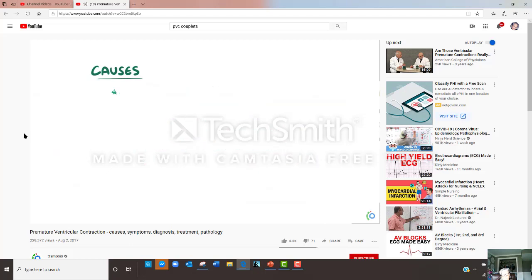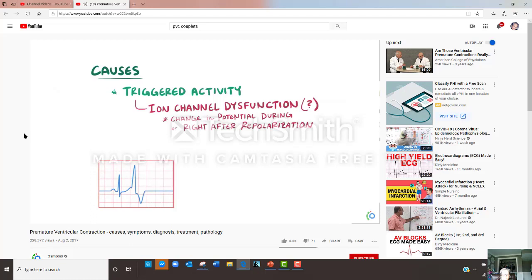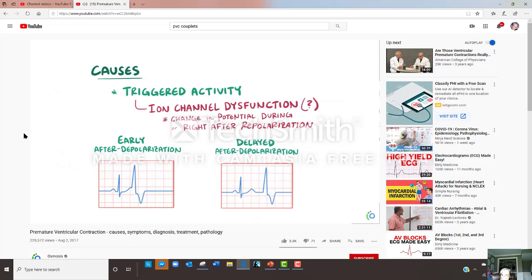Ectopic beats can also have triggered activity, which is where cells depolarize early. The exact mechanism here, though, is unclear, but it might be due to an ion channel dysfunction that leads to an unexpected change in the membrane potential during or right after repolarization. When a cell depolarization happens during ventricular repolarization, it's called an early afterdepolarization. And if it happens after repolarization is finished, it's called a delayed afterdepolarization.